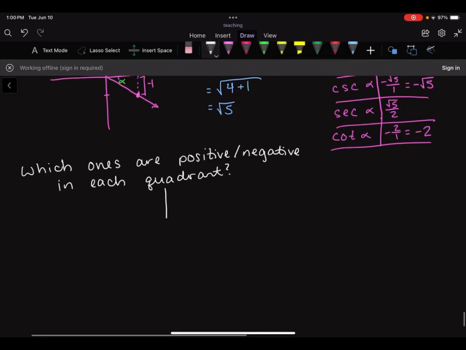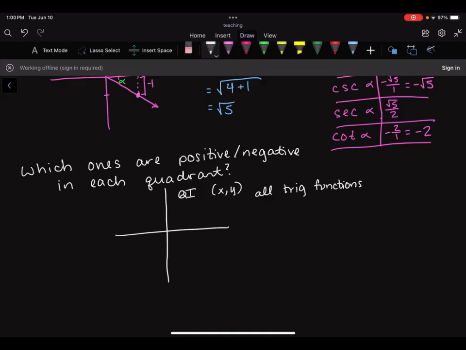So for instance, in quadrant 1, we have positive x's and positive y's. So all trig functions will be positive. R is always positive. Maybe I'll put that as a note here. R is always positive.